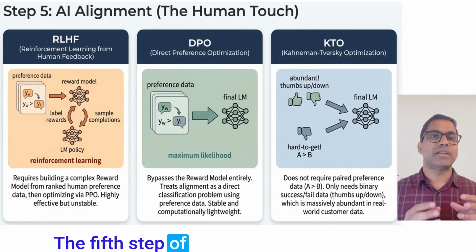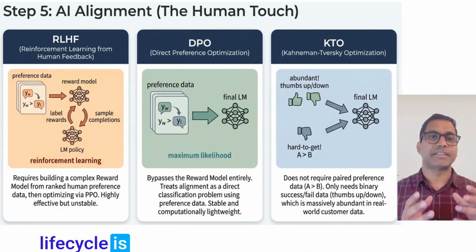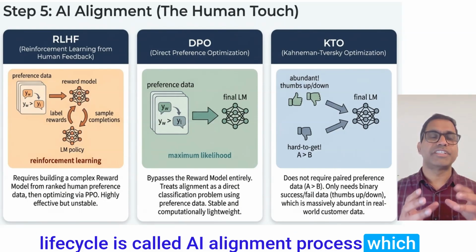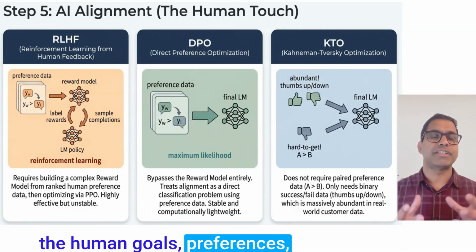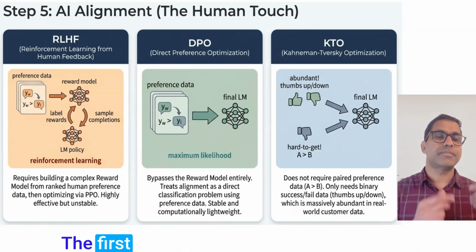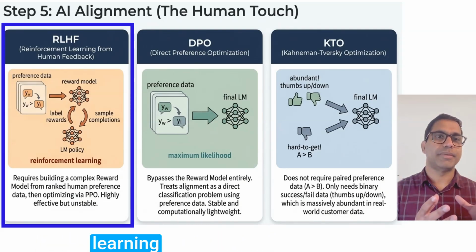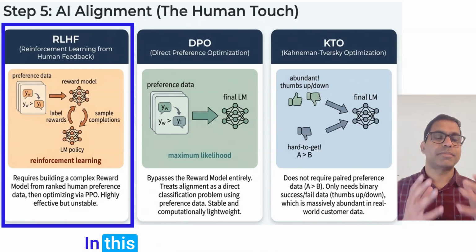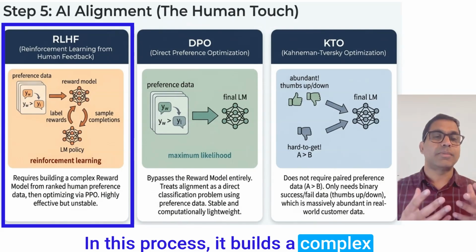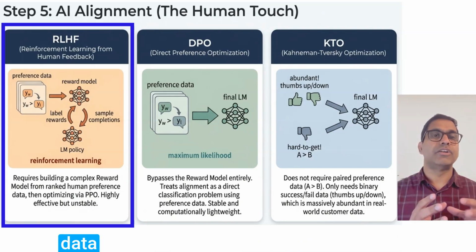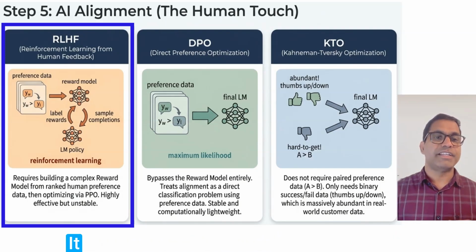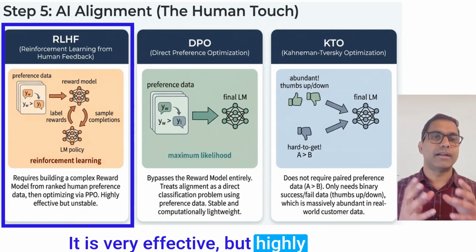The fifth step of the large language model life cycle is called the AI alignment process, which steers the large language model towards human goals, preferences, and principles. The first method is called reinforcement learning from human feedback. In this process, it builds a complex reward model from the human preference data to improve the model performance. It is very effective but highly unstable.